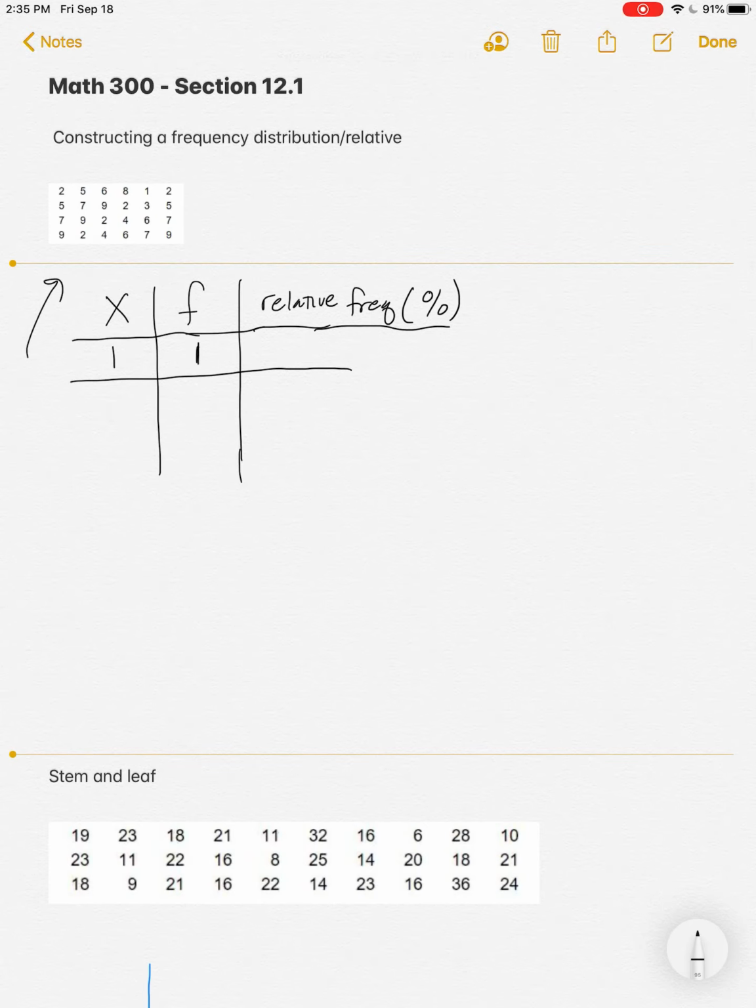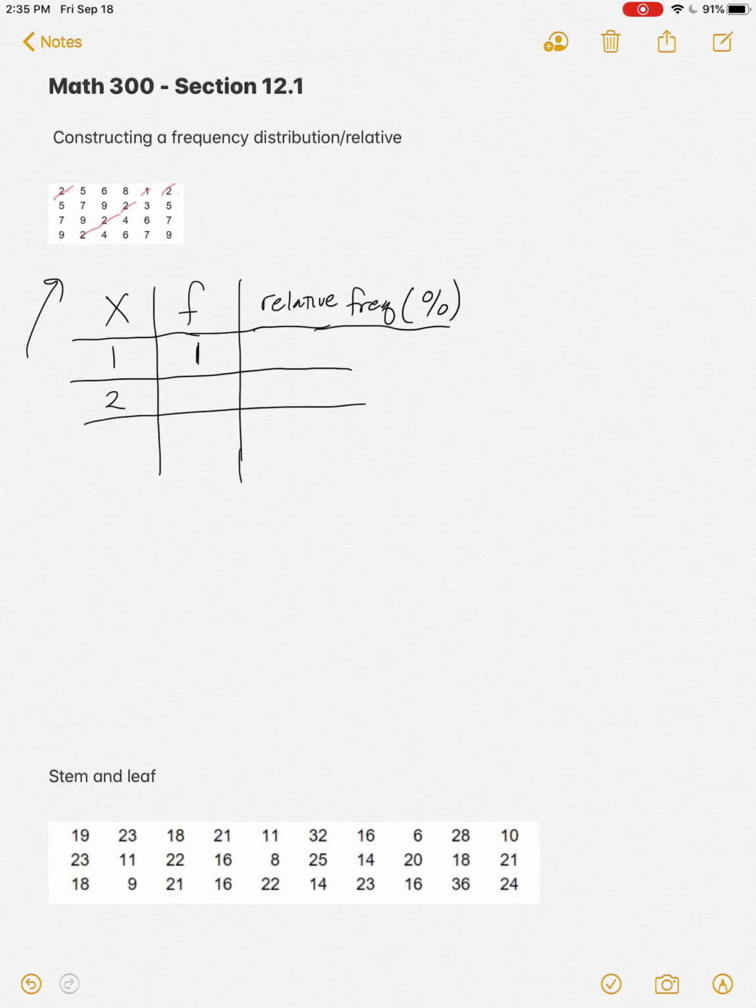Then let's go count the 2s. I can make this box bigger by doing that. How many 2s do we have? 1, 2. Actually, I think I can cross them out. 1, 2. And I already counted that one. So 1, 2, 3, 4, 5. Looks like I got 5 2s. So I'm going to come in here and write the number 5.